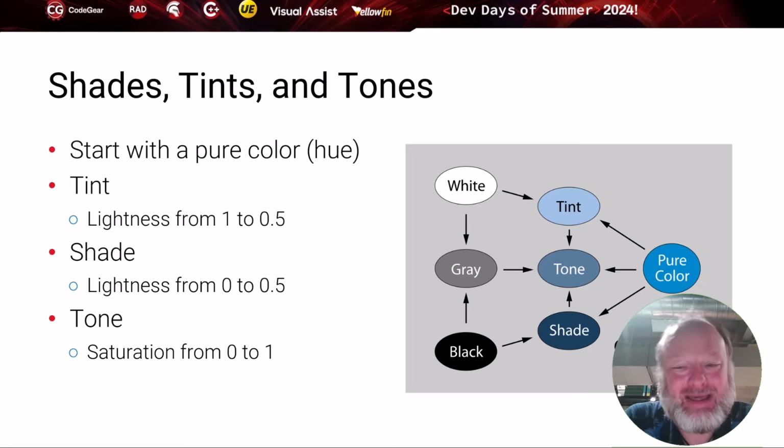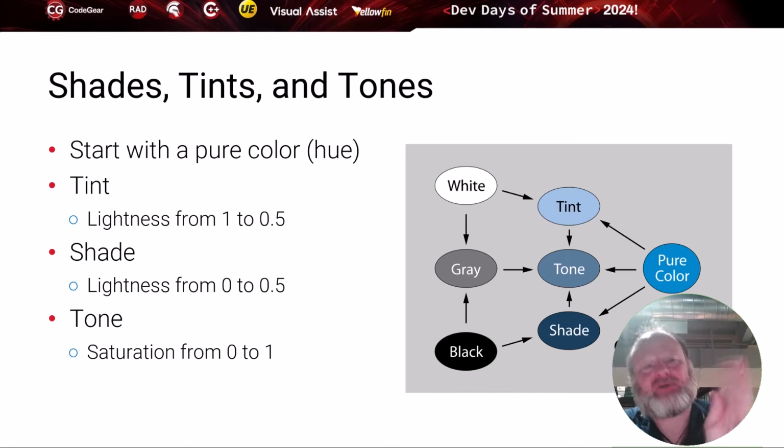A tint is when you take a pure color and you add white, so you're lightening it. You're increasing the lightness. So 0.5 is a pure color with a lightness of 0.5, and then as you increase that towards 1, you're tinting it, eventually till you get to white. A shade is the opposite. So a shade, you take a pure color, you start with a lightness of 0.5 being a pure color, and then you decrease that lightness to 0, and you're shading it, you're moving it towards black. And then a tone is moving it towards gray.